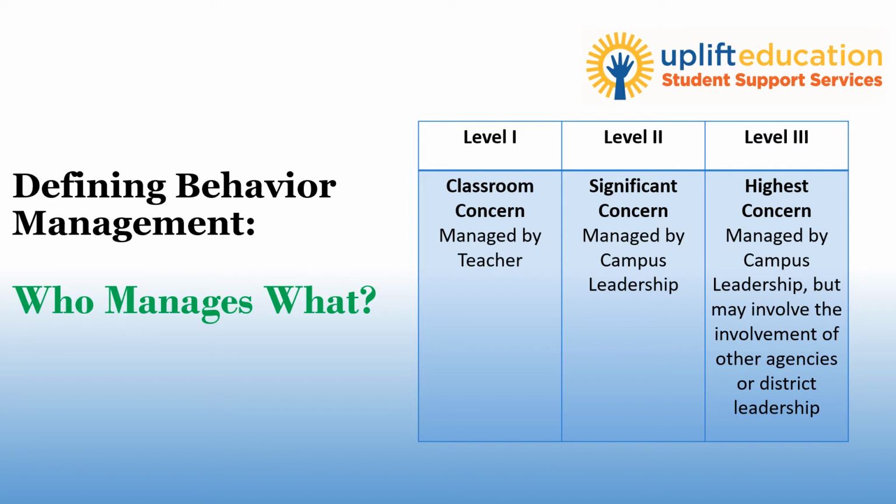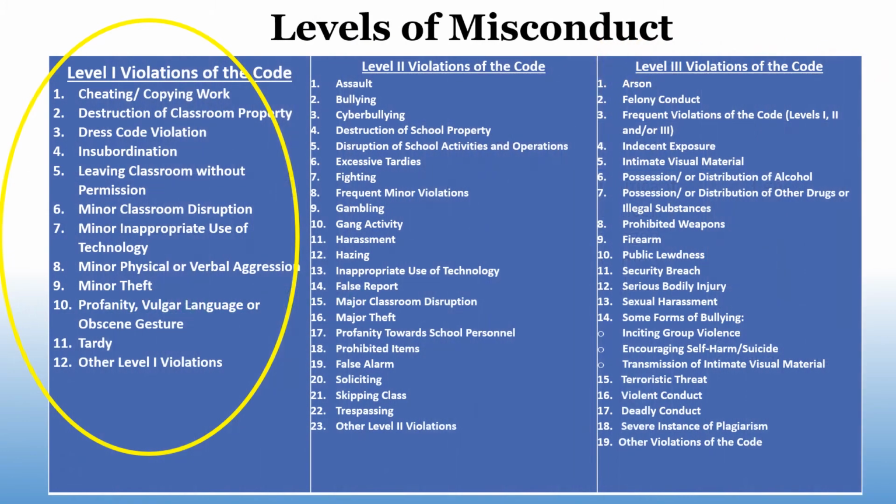It's important to note that all Level 2 and Level 3 violations should be immediately escalated to school leadership in accordance with their specific instructions on how to do so. For this webinar, we are going to focus on Level 1 violations, which are typically managed by classroom teachers or other instructional personnel.